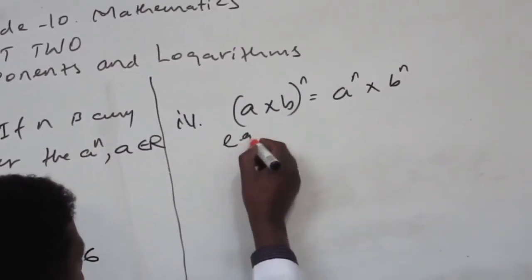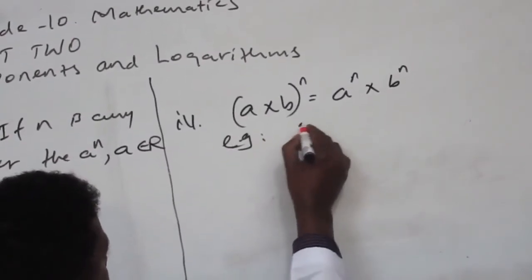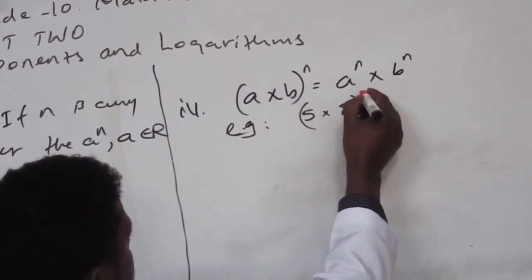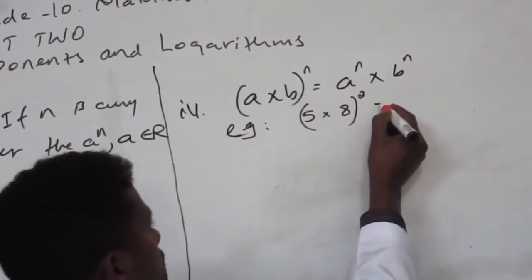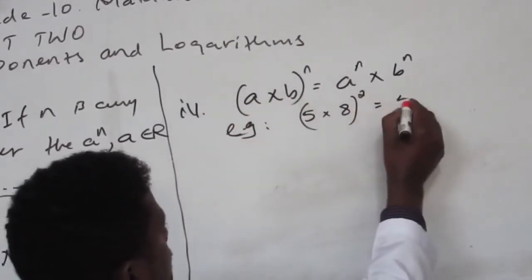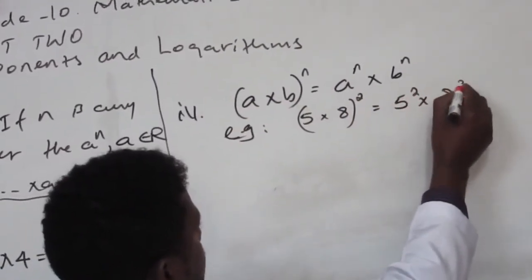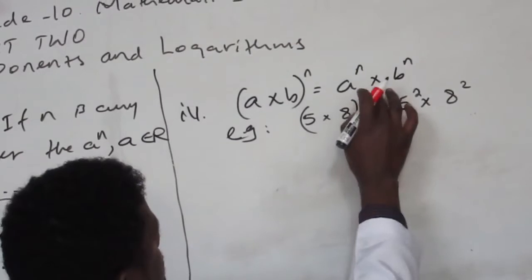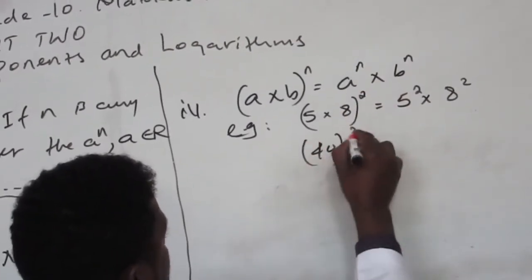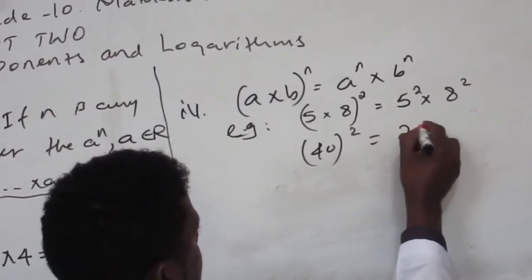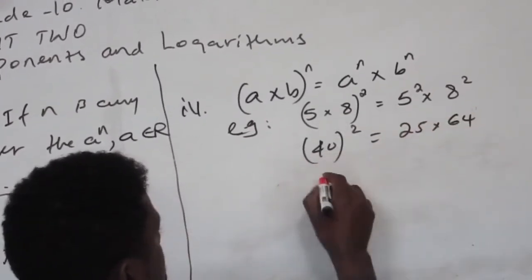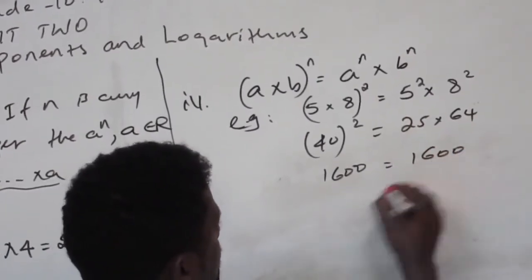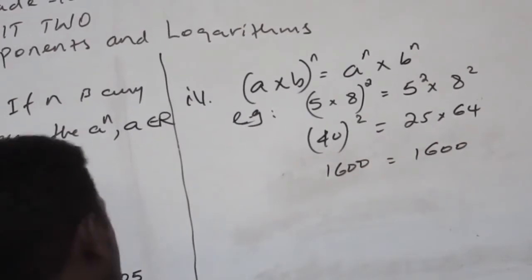So for example, let's say 5 times 8, the whole to the power of 2. That means by this rule, we can say that 5 squared times 8 squared. You can check it by yourself. 5 times 8 is 40. 40 squared is equivalent to 25 multiplied by 64. 40 squared means 1,600, which is the same as 1,600. You can check it by yourself.